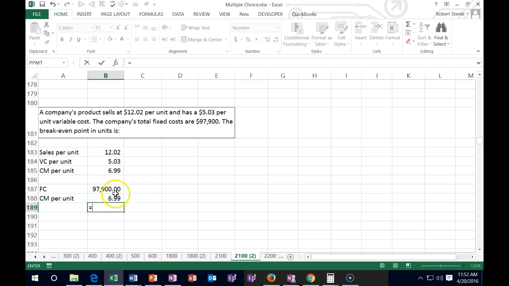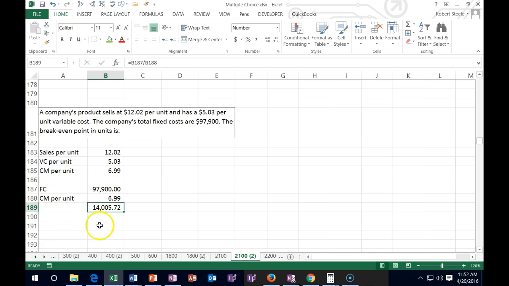So we're going to take the $97.9 divided by the $6.99. That means we're going to need to sell about 14,500. And obviously note that it doesn't divide evenly. So we're probably going to have to round up if we want to hit that break-even point. So it'll probably be 14,006.